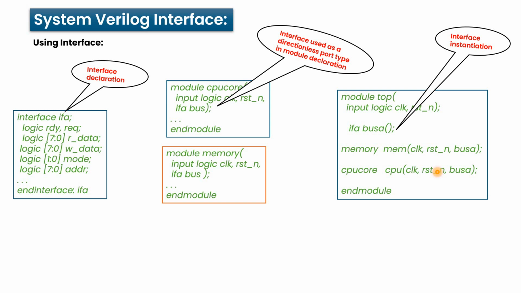In this way, the memory, CPU core and top module will get connected through all these common signals which we have defined in our separate module. And in that module we have defined this interface. So now whenever we have to add a new signal, we just have to add our signal in this interface list and it will get connected across all the modules. So this is a better approach, a best practice to code our design with minimal updates.